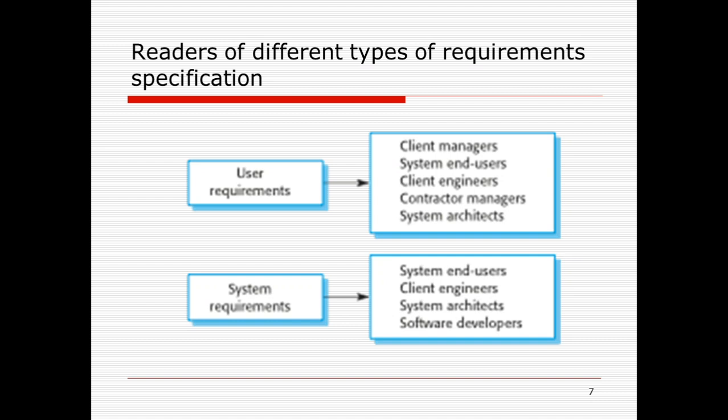So there are different types of users of the two types of requirement specification that we have discussed, one abstract and the detailed one. The user requirement is basically used by these different categories of users: the client managers, system end users, client engineers, contractor managers, and system architects. Whereas system requirements are used by system end users, client engineers, system architects, and software developers. Okay.